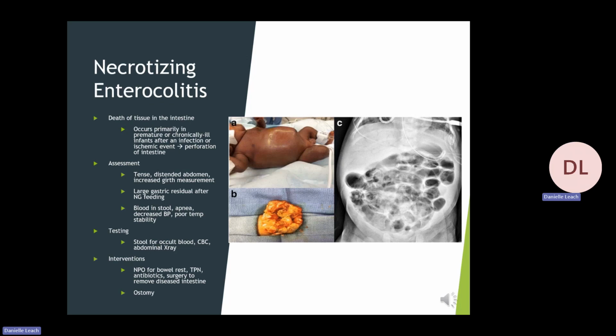If the bowel does unfortunately perforate, or if the intestine is starting to basically necrose, they will need to have surgery to remove that diseased intestine. If they have to take out a large amount of intestine, the baby could be given an ostomy at this point, which, depending on the severity, may just be a temporary ostomy while the baby's bowel rests for sometimes several months. Or it could be a permanent ostomy as well.